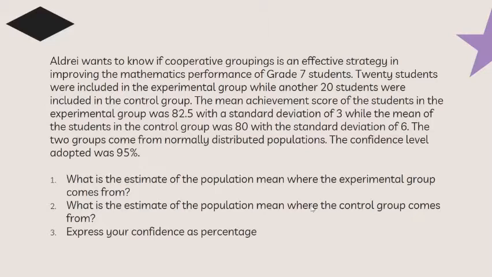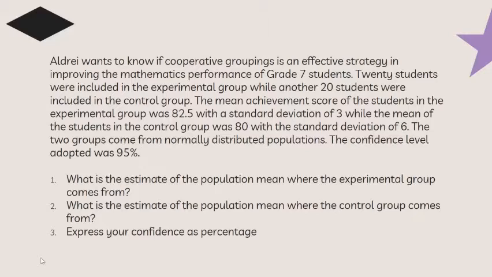So the first question: what is the estimate of the population mean where the experimental group comes from? Second, what is the estimate of the population mean where the control group comes from? Lastly, express your confidence as a percentage. So, based on this question, you will notice that the population standard deviation for each group is unknown.